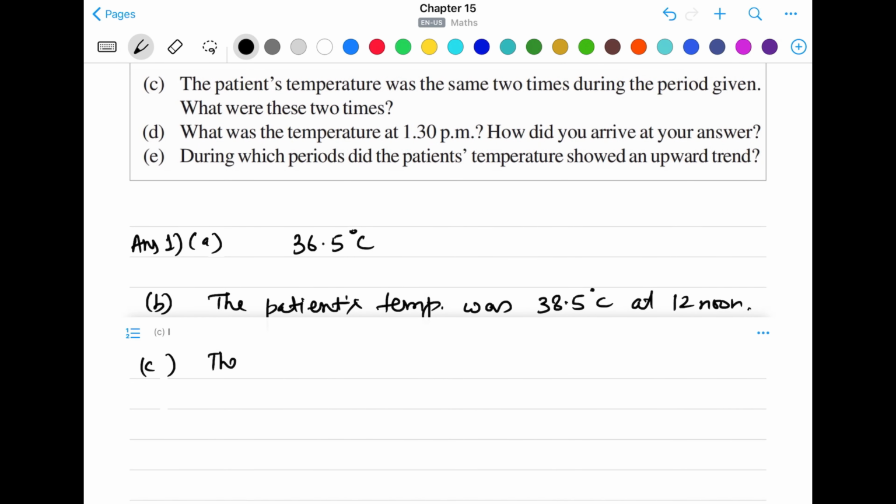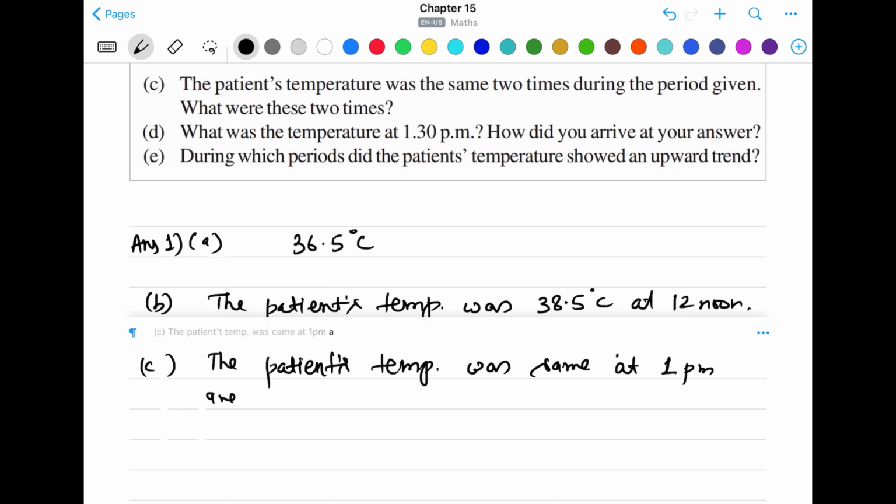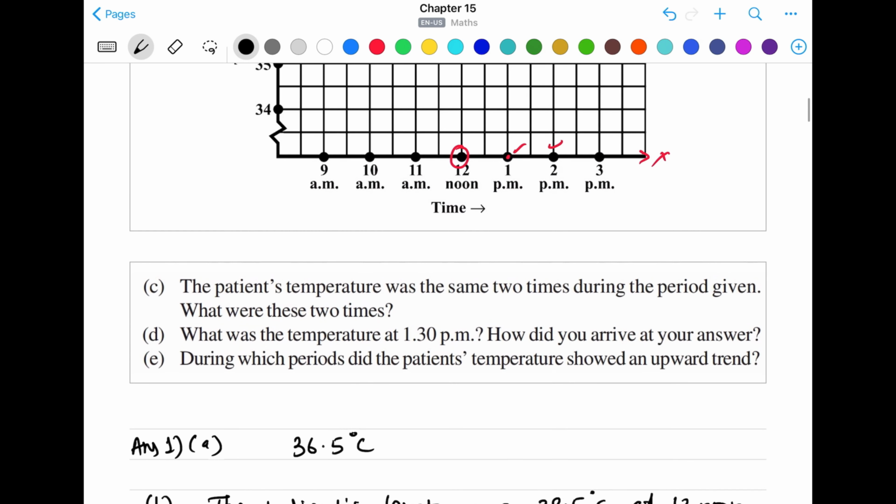the patient's temperature was same between, or you can say was same at 1 p.m. and 2 p.m.